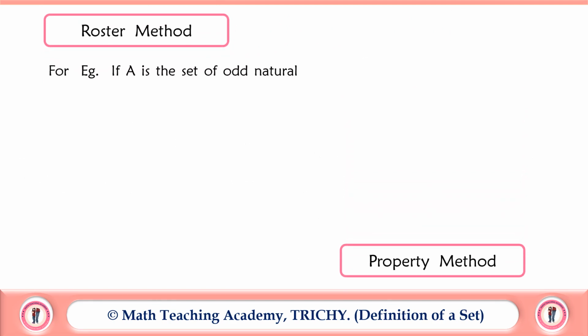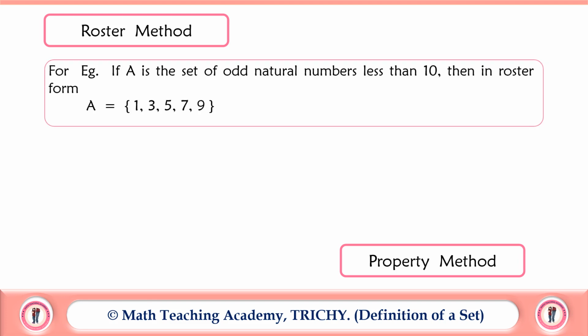Have a look at this example. For example, if A is the set of all odd natural numbers less than 10, then in roster form, we can describe the set A as A = {1, 3, 5, 7, 9}.